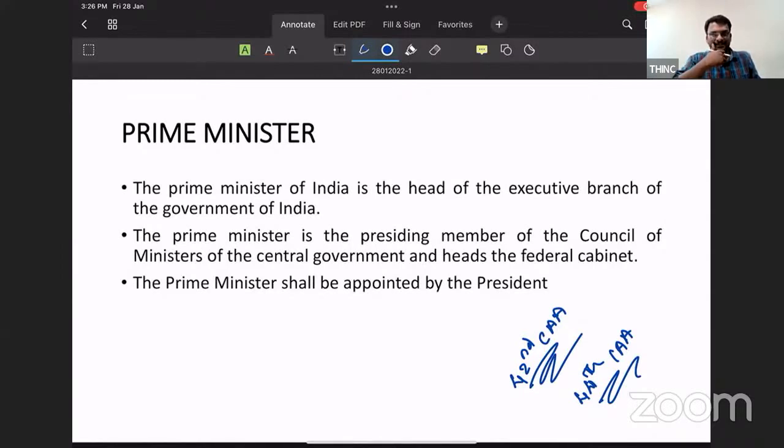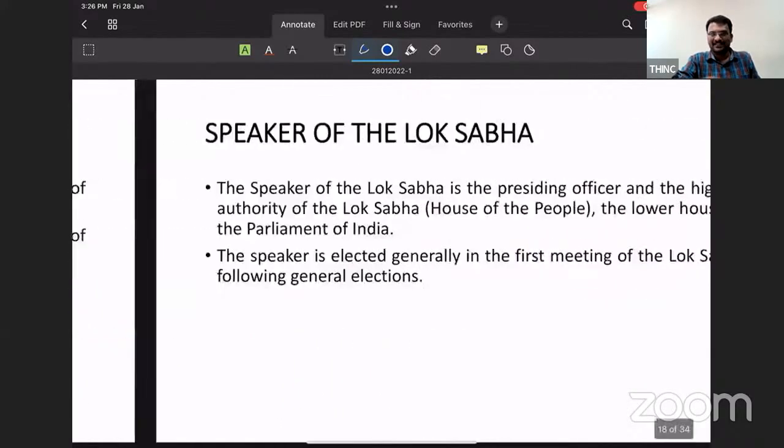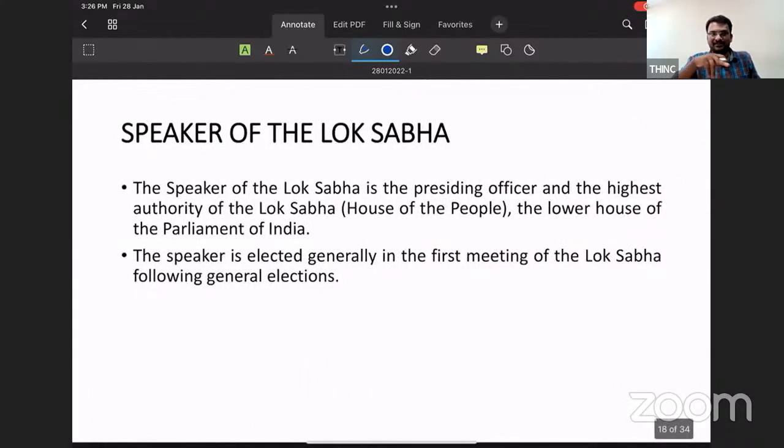So the prime minister is the presiding member of the council of ministers, and the prime minister shall be appointed by the president. The president appoints a lot of people, including the Speaker of the Lok Sabha. The Speaker of the Lok Sabha can be called the king in the house or on the floor of the house. Even the prime minister addresses the Speaker as Sir, and currently Om Birla is holding that post.